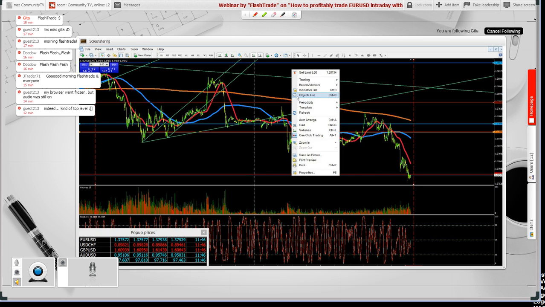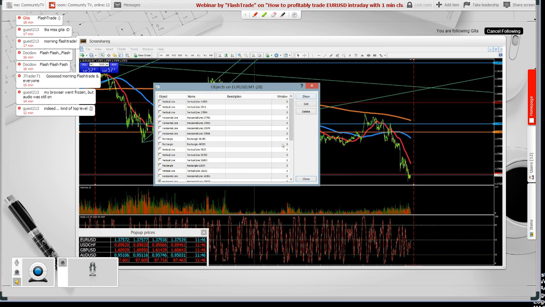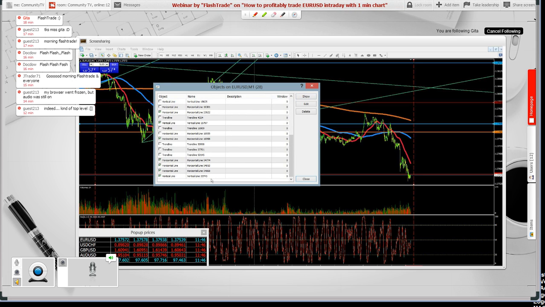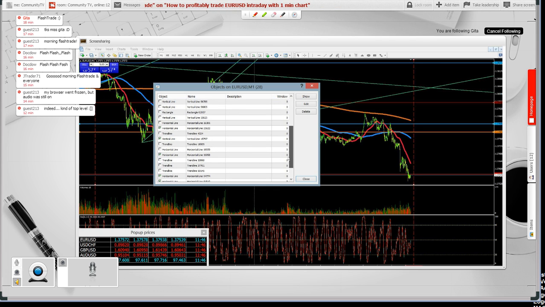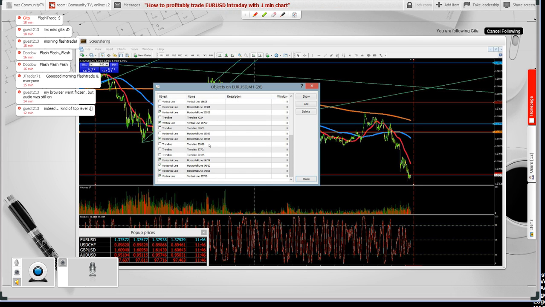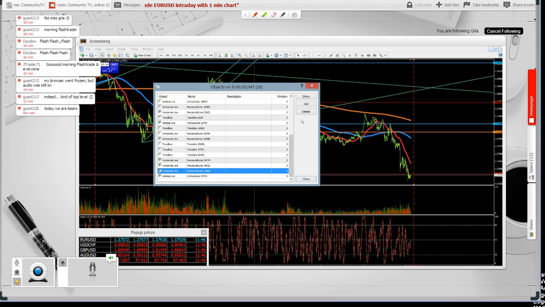Let me do the trend line deletion. Why do I have so many trend lines in here? What do I do again? No, started with this then. Let me delete this horizontal line.